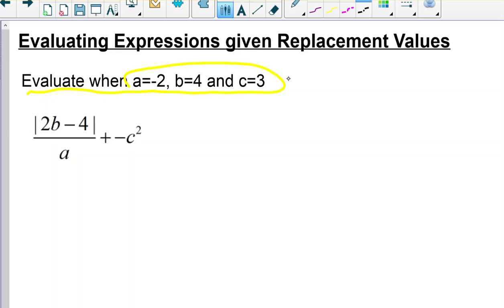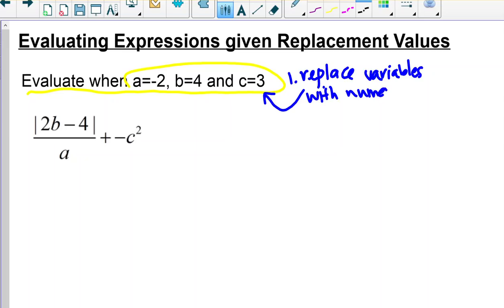So the first thing that we need to do is replace the variables, or the letters, in the expression that we are given with the numbers. So we're going to replace variables with numeric values. Numeric values just means numbers, which is basically substitution, and we always use parentheses, okay?